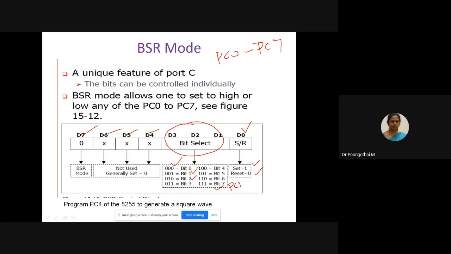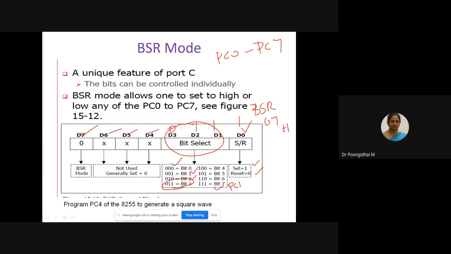Suppose I am going to select PC3. What is the value? 0, 1, 1. I am going to set PC3 to 1, so the remaining bits are all 0. So your BSR control word is 07. Likewise, you have to calculate the control word for individual bit selection. Is that clear?